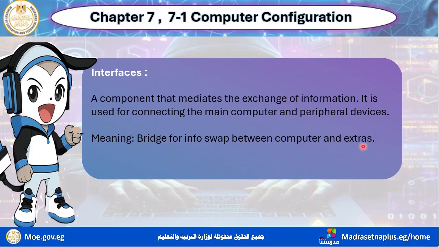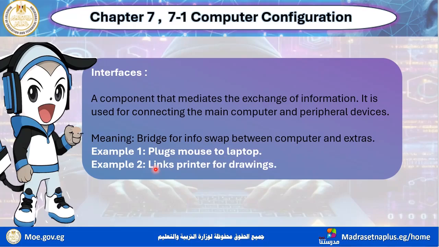For example, we told you about the mouse. You plug the mouse into the laptop. So the mouse does what? You give orders to the computer and extract orders from the computer itself. So it's a swap of information between computers and the peripheral units. Another example for the interface is linking printers for drawing.